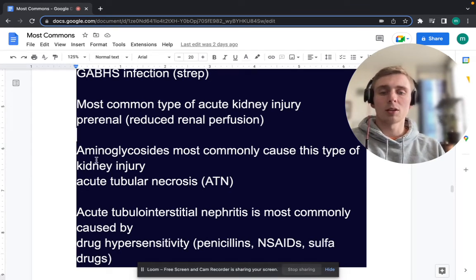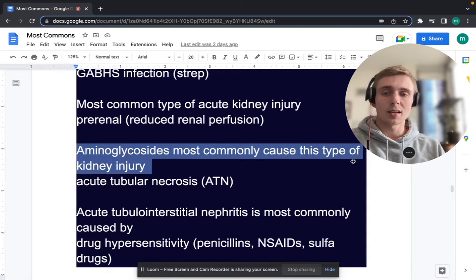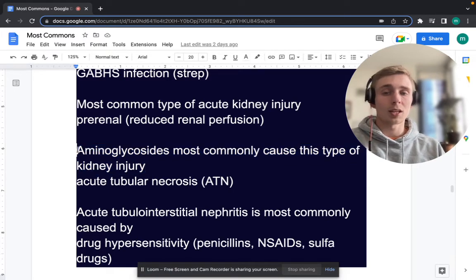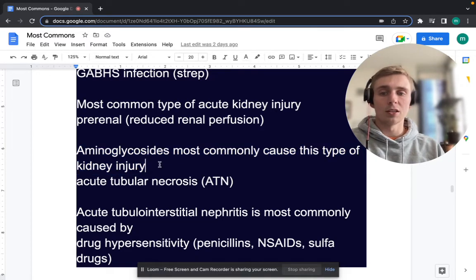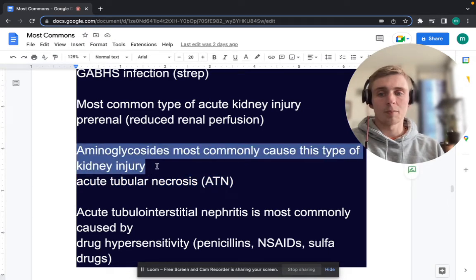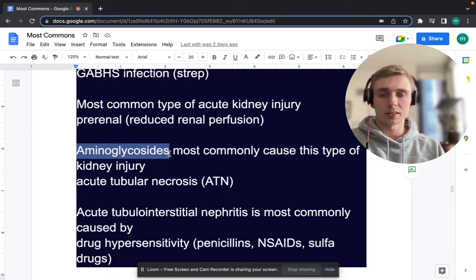How about aminoglycosides? Aminoglycosides most commonly cause what type of kidney injury? Aminoglycosides typically can cause ATN, acute tubular necrosis, in which we see epithelial casts or muddy brown casts. So epithelial casts or muddy brown casts, you want to think ATN, acute tubular necrosis, and that's from aminoglycosides. There's a bunch of other causes, but aminoglycosides can be one of them.